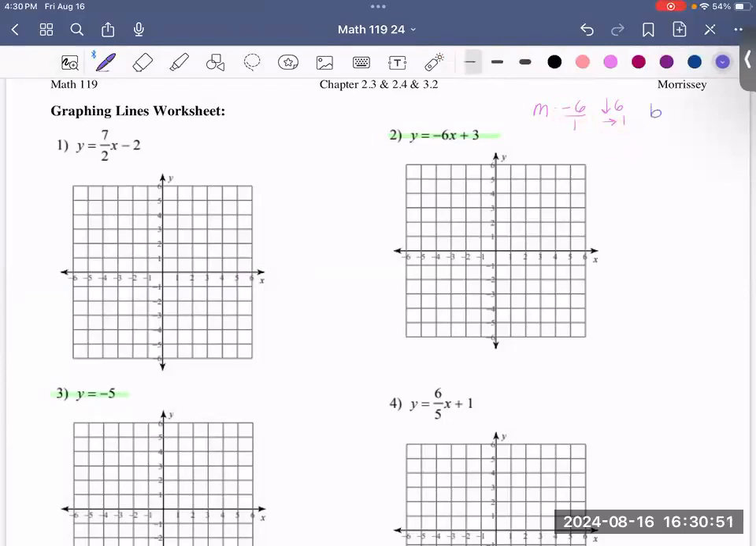Now we're going to be starting at your y-intercept of (0, 3). So this is your starting place. At (0, 3), we're starting here. We said we're going to be going down by 6. 1, 2, 3, 4, 5, 6, and then over 1. So down 6, over 1. That is our next point here. And we're just going to go ahead and connect the dots as best we can.